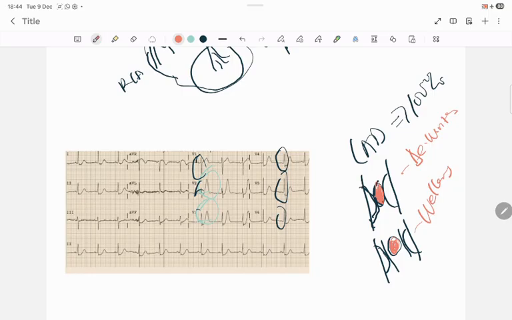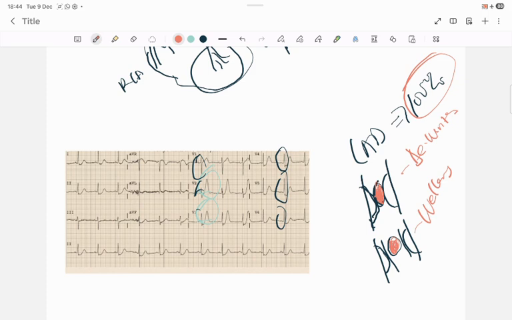Wellens is warning you of an imminent heart attack. You shouldn't send the patient home. You should not stress test. You should still inform the cath lab. But the De Winters needs immediate PCI because the left anterior descending artery, the LAD, is fully occluded. So Wellens, it's like a whisper, but the De Winters is a scream.